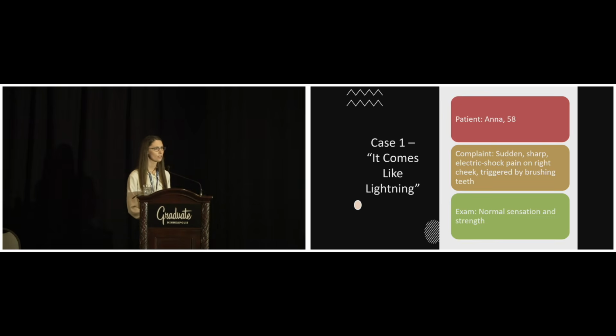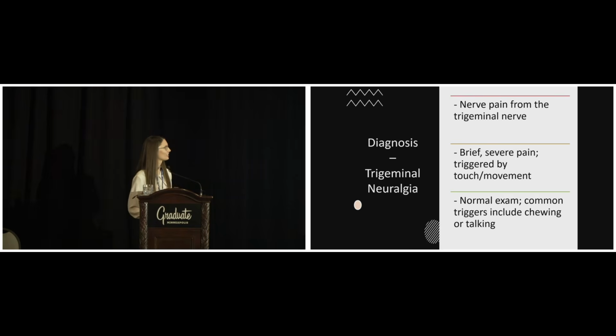This is Anna. She's 58, and she has sudden, sharp, electric shock-like pain just on the right cheek that is triggered by brushing her teeth. When I do her neurologic exam, it's completely normal. You can probably guess this one from the previous talks. This is trigeminal neuralgia. This is pain coming from the trigeminal nerve, really brief, severe pain that's triggered. And we heard that for type 1 the trigger is really important. Typically there's a normal exam with those common triggers that sometimes you can bring out in the clinic and even confirm.